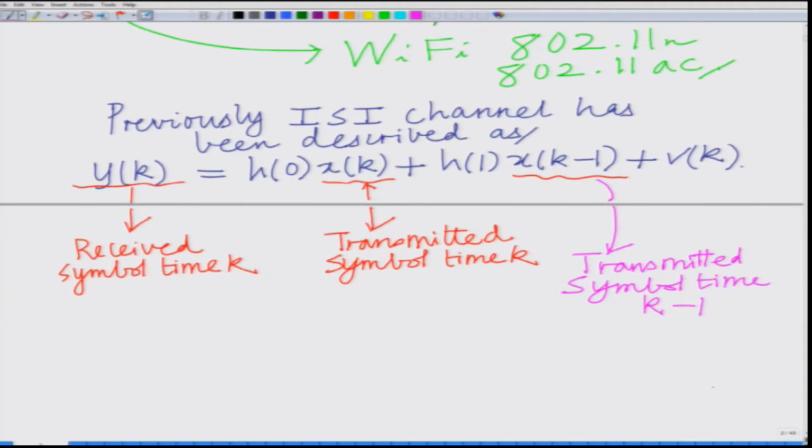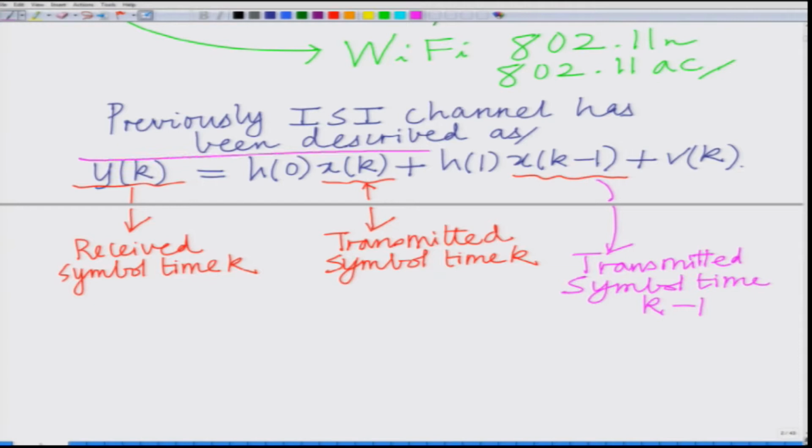Therefore, the transmitted symbol at time k minus 1, which is xk minus 1, is interfering with xk, the transmitted symbol at time k, and this is what we term inter-symbol interference. Inter-symbol interference is caused by the fact that xk minus 1 is interfering with xk, the present symbol. So, the past symbol is interfering with the present symbol. This is inter-symbol interference.